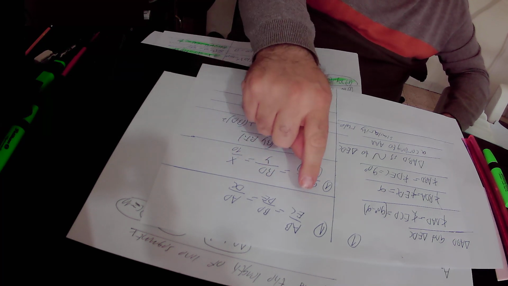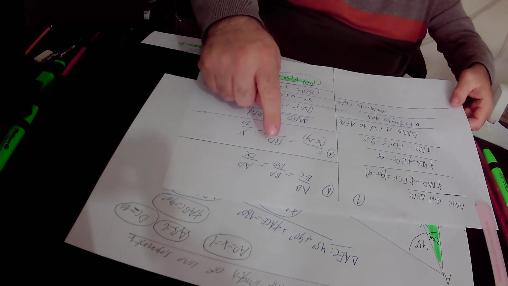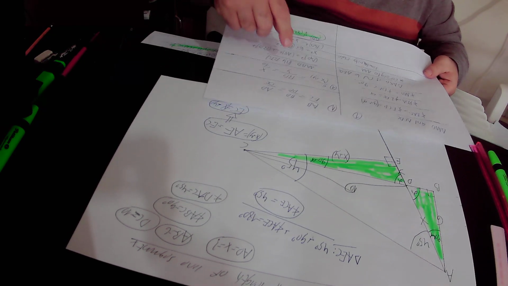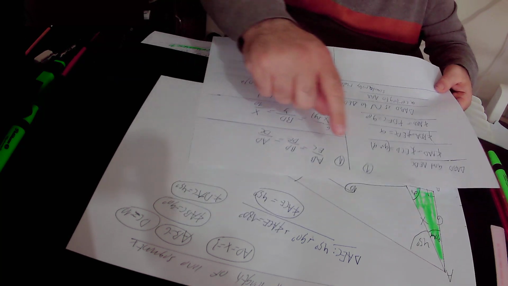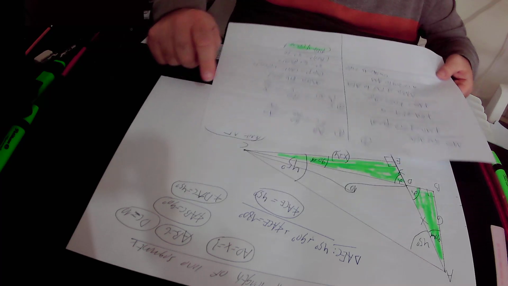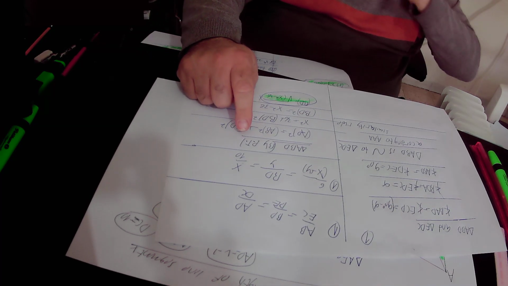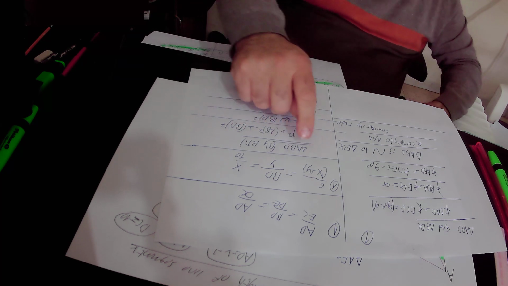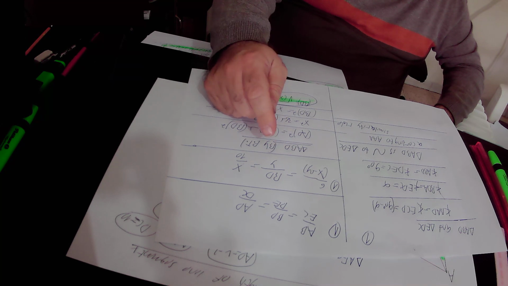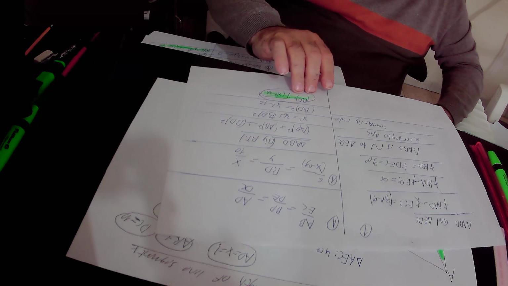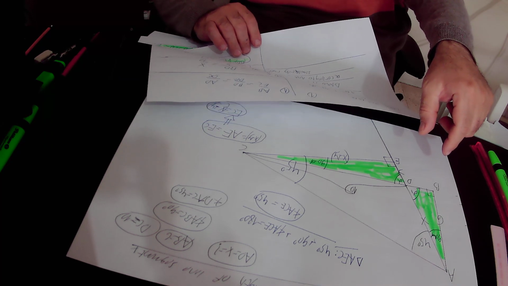AB equals 6, EC equals X plus Y, BD is BD, DE equals Y according to our definition, AD equals X according to what is given in the question, and DC equals 10 units according to what is given in the question. So in conclusion, we found that 6 over X plus Y equals BD over Y, which equals X over 10.